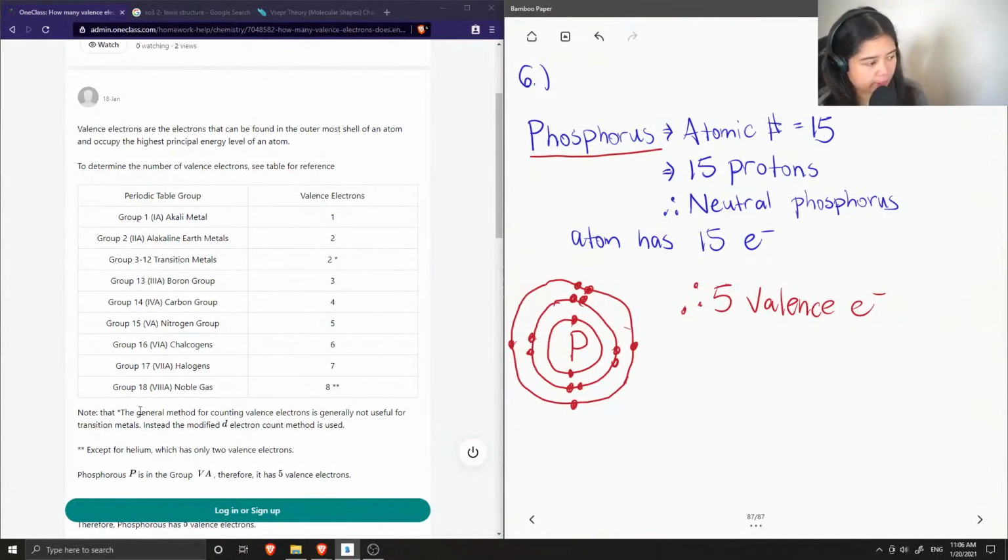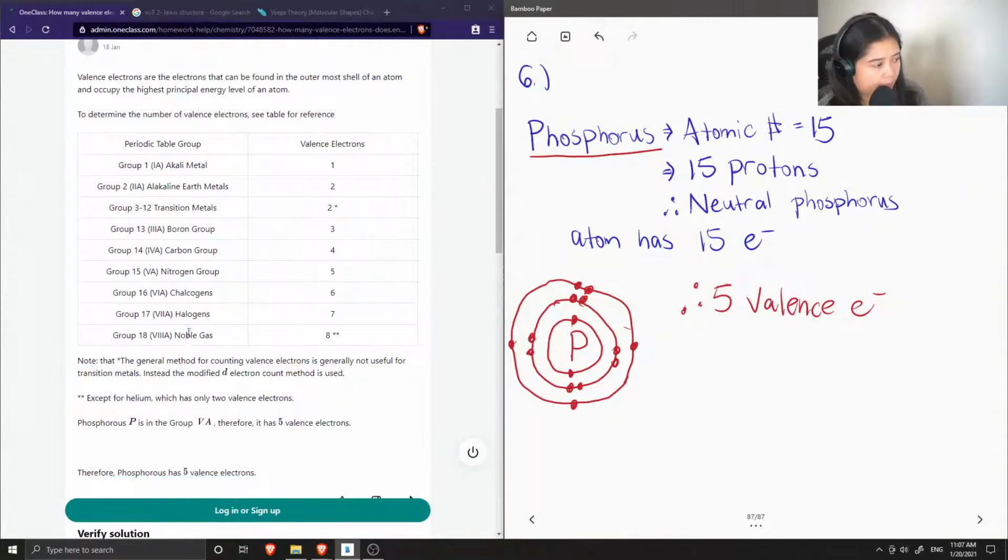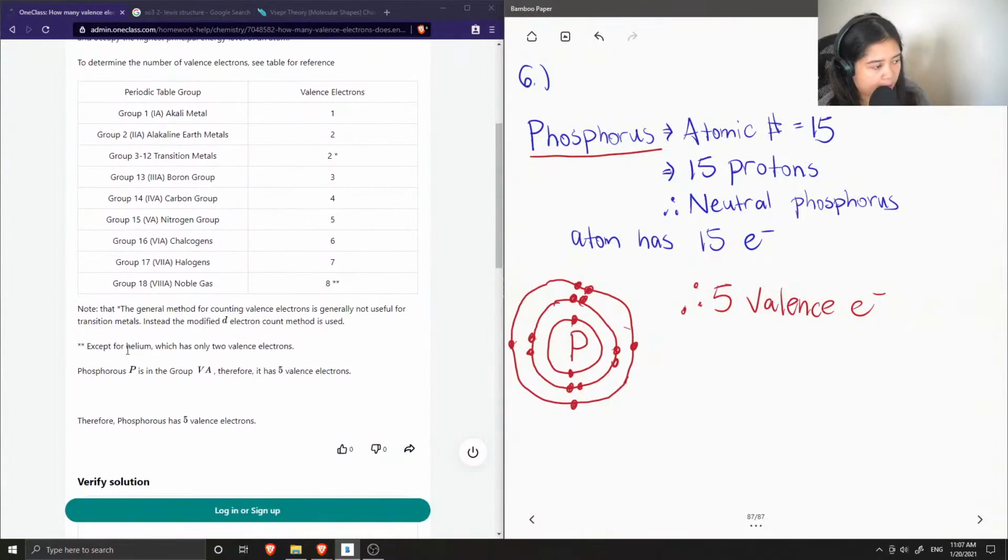So they have a note here that says the general method for counting valence electrons is generally not useful for transition metals. Instead, the modified d electron count method is used. For group 13, they have 3 valence electrons. Group 14 has 4, 15 has 5. So this is where our phosphorus atom lies. Group 16 has 6 valence electrons. Group 17 has 7. And noble gas has 8, with the exception of helium, which only has 2.